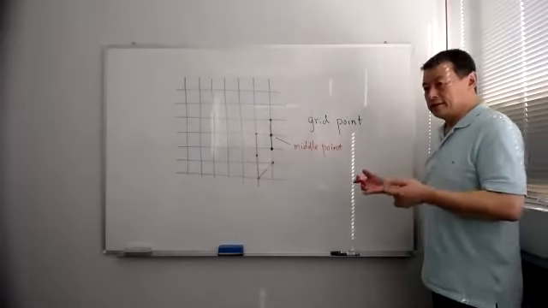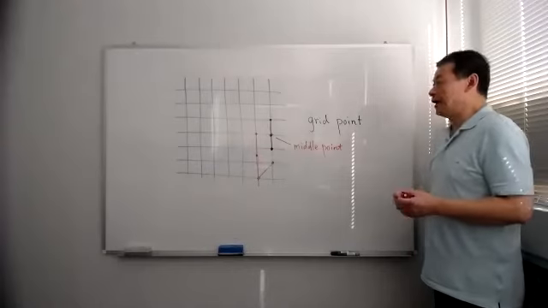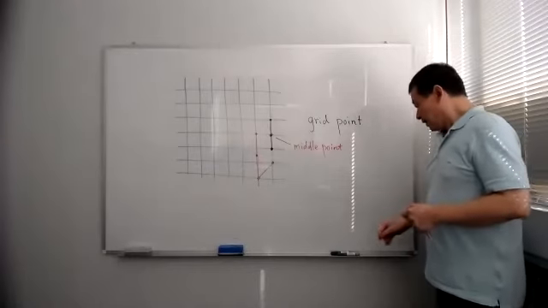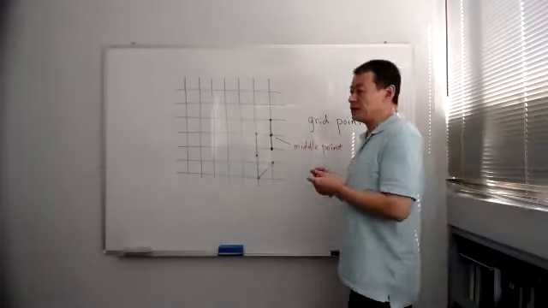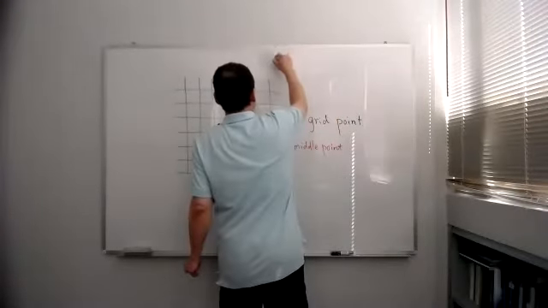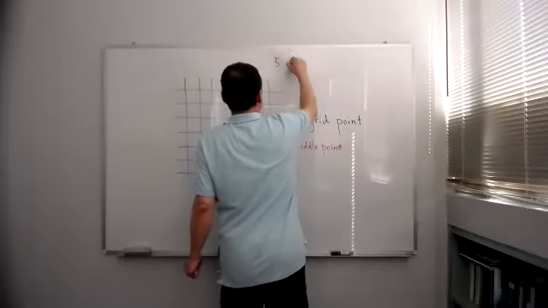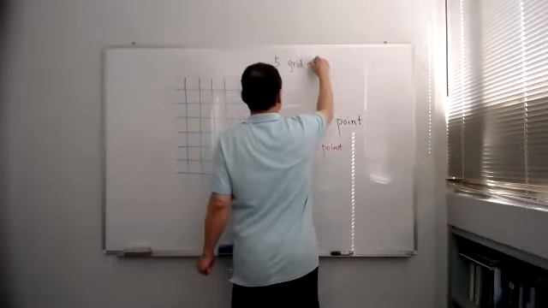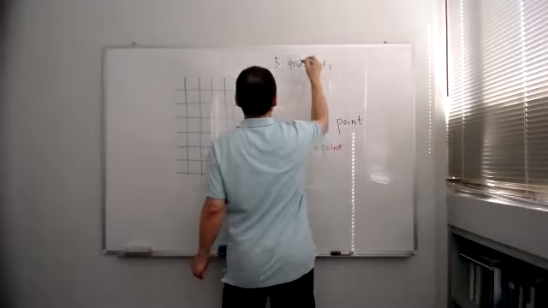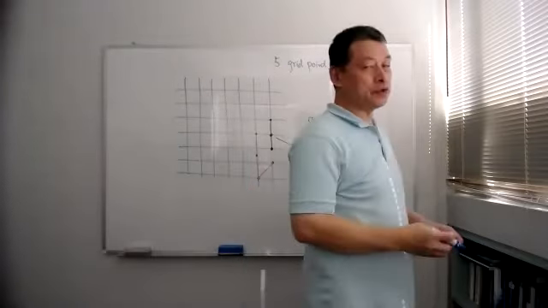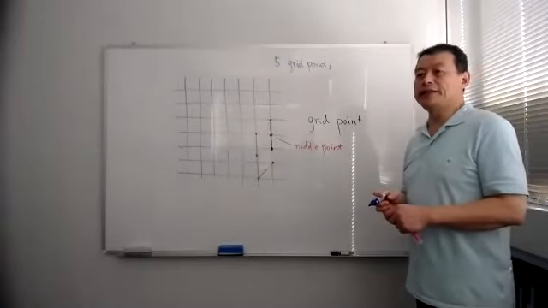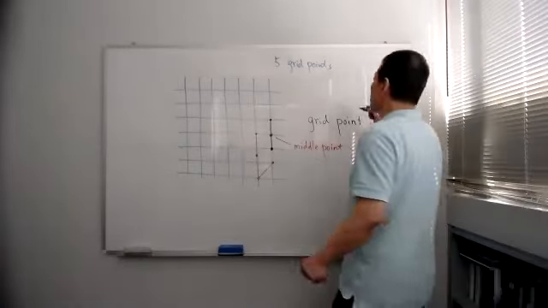So this one has to deal with grid points. The thing is, if we have 5 grid points, for any 5 grid points, I can always find 2 grid points whose middle point is also a grid point.